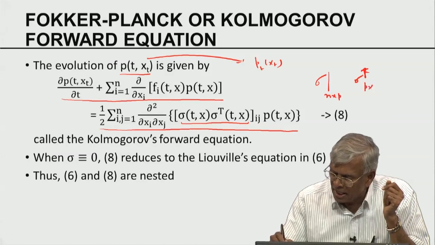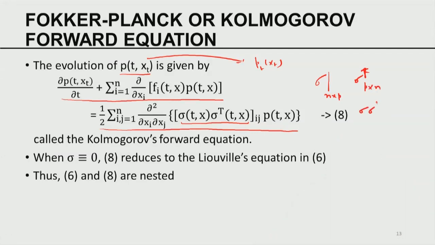Sigma transpose is P by n. Therefore, sigma transpose is the n by n. So take the ijth element of this n by n matrix multiplied by P and compute the second partial of this product with respect to xi and xj, sum over all i running from 1 to n, j running from 1 to n, that is the right hand side.